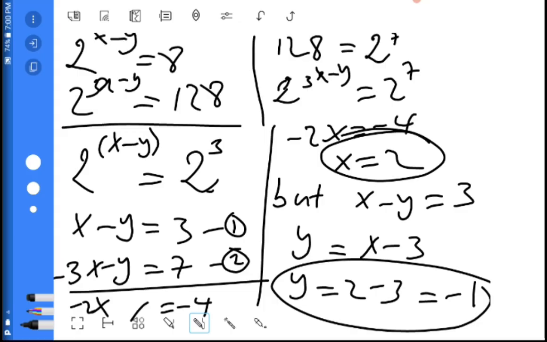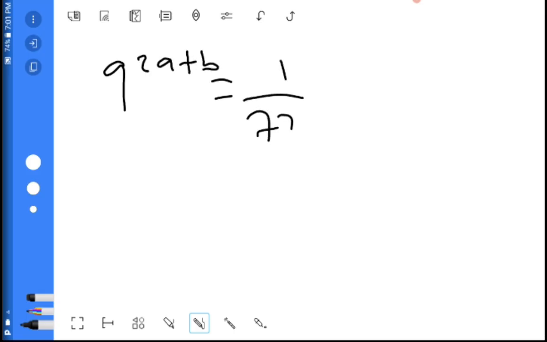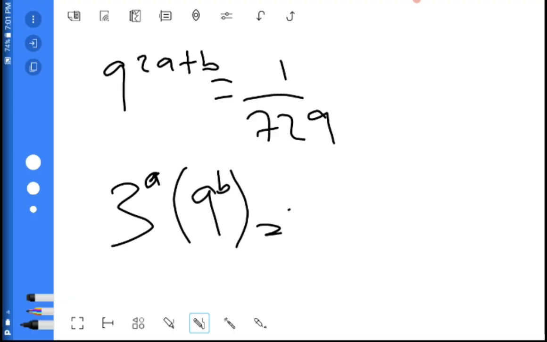Assignment: solve the equations for a and b. Equation 1, we have that 9 to the power 2a plus b is equal to 1 over 729. And equation 2, we have that 3 raised to the power a times 9 raised to the power b is equal to 27. You solve to find a and b. That's question 1 for the assignment.